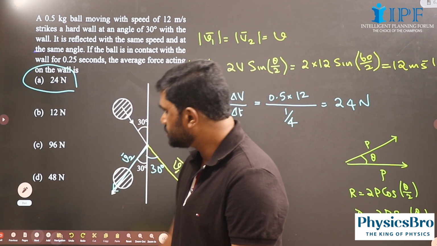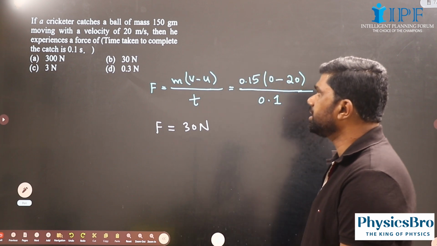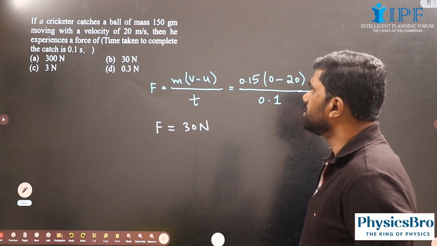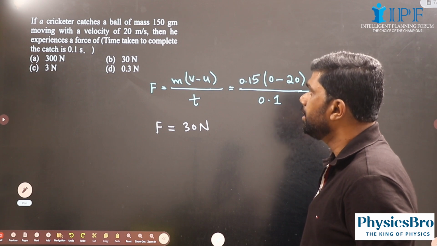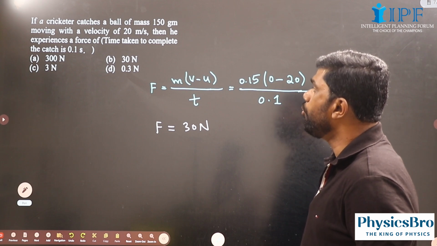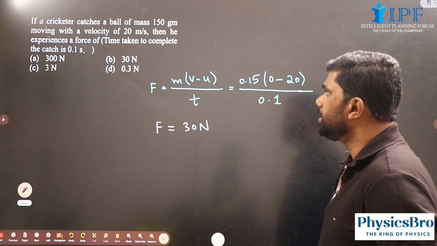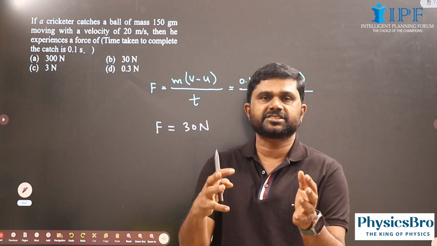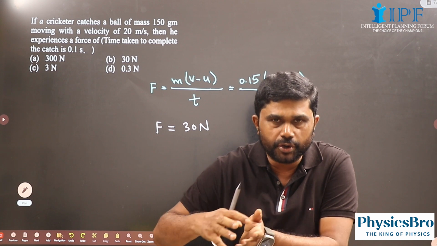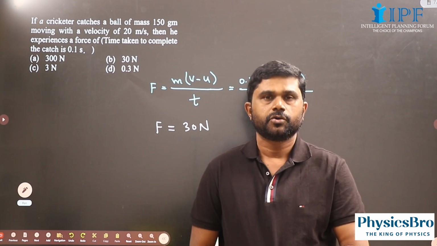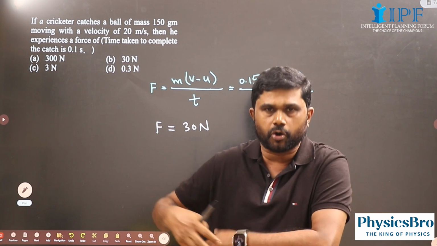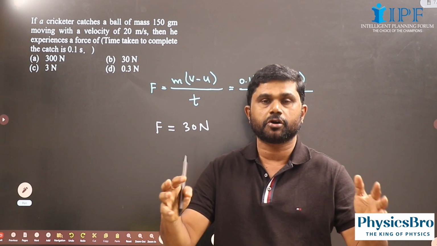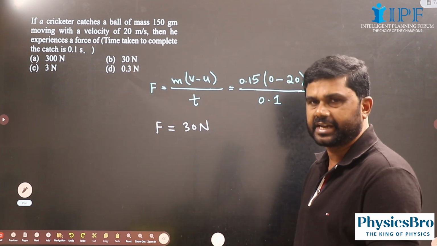Okay, so let's go to the next question. A cricketer catches a ball of 150 gram with a velocity 20 meter per second, then experiences a force of, okay, time taken to complete the catch. See, when a cricketer catches a ball, he will be drawing his hand backwards, slowing down the ball. So the time taken by the cricketer to stop the ball is given as 0.1 second.